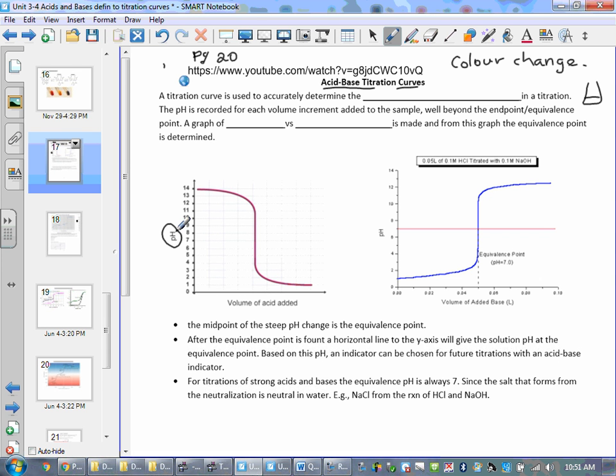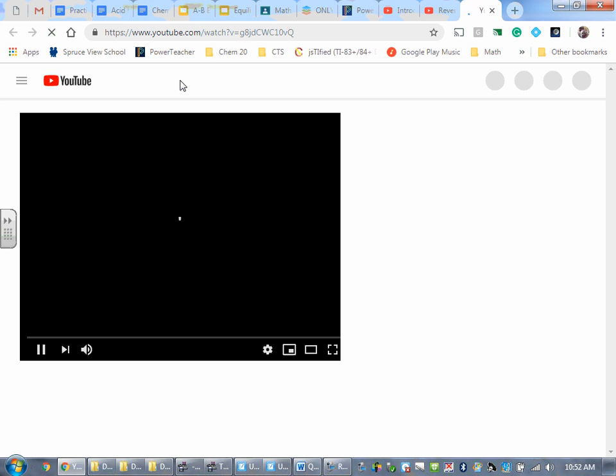They're really tedious because you add a little bit of your titrant, and then you measure the pH, and you measure the volume that you've added. And then you add a little bit more titrant, and then you measure the pH, and a little bit more, and so on, until you get a curve that looks like this. So we'll watch a little video on it first, and then I'll explain what our curves mean.